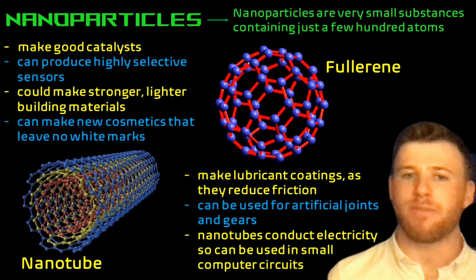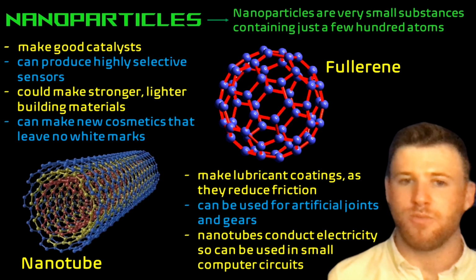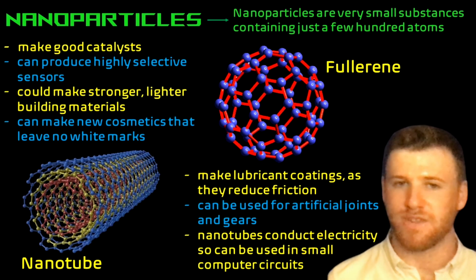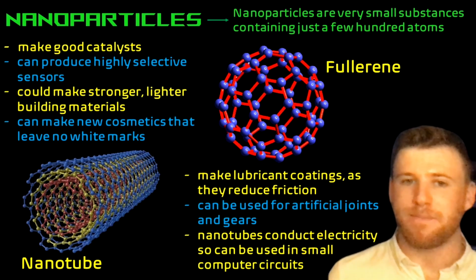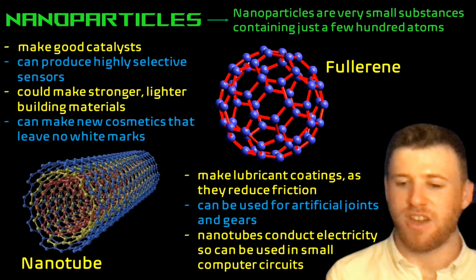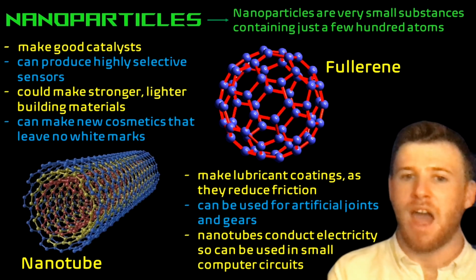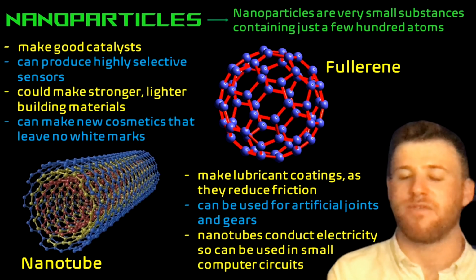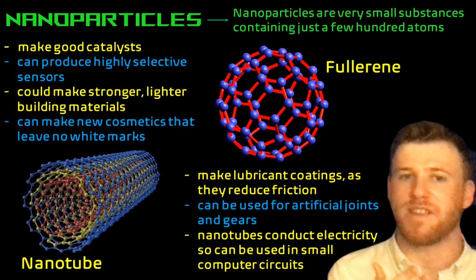Nanoparticles are often used as a lubricant for gears or artificial joints as well, and that's simply because of their small size, being able to move and flow over the top of each other makes them quite slippy.